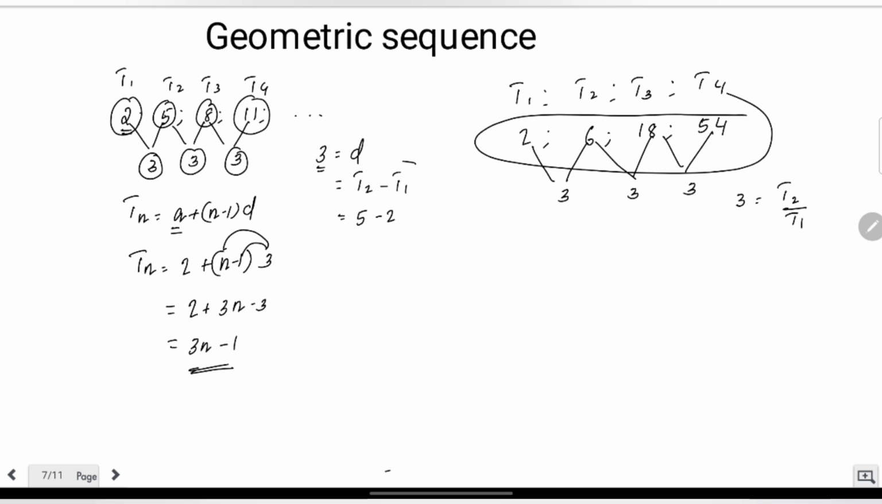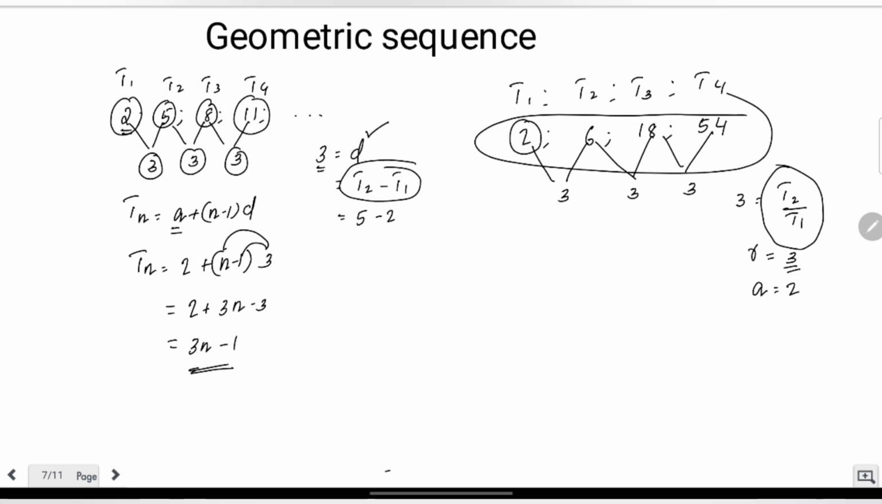Okay, here we are subtracting, but here we are dividing. That is the difference. Guys, please try to understand. Here I used a small letter d, and here I am using small letter r. Common ratio is 3. Is it clear? And first term is 2 here, same like the previous one, but here, of course, we are using a is equal to 2.